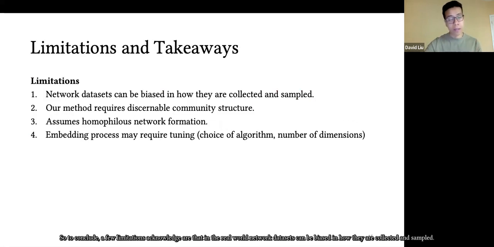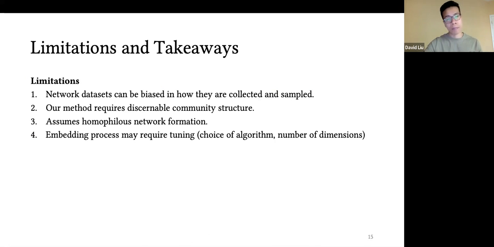So to conclude, a few limitations to acknowledge are that in the real world, network datasets can be biased in how they are collected and sampled. Further, the network we used must have discernible community structure. We are also assuming the network is formed due to homophily. And last, the embedding process to construct the kernel may require multiple rounds of tuning.